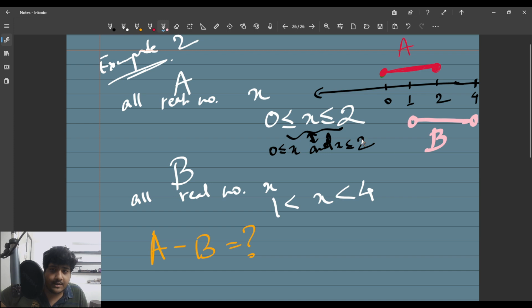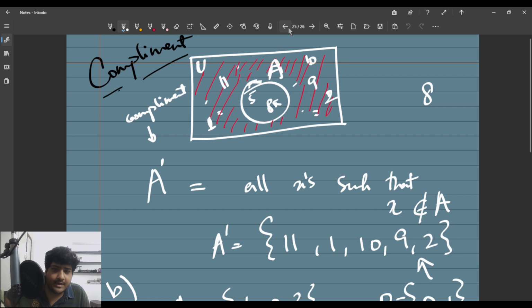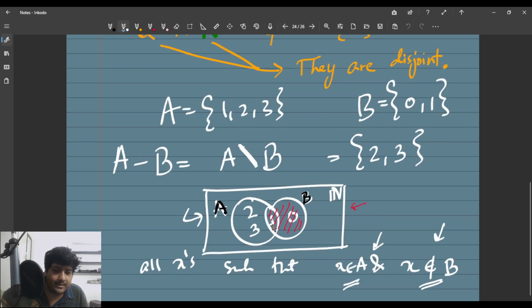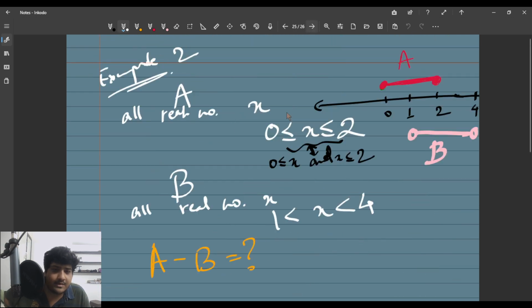So what is A difference B? All the elements that are in A but not in B. Remember what A difference B was? A difference B was this: all the elements in A but not in B. So whatever is in B, I'll subtract it from A. So all these things starting from 2 are in B, so I'll subtract them. Whatever I'm subtracting, I'll use this eraser, that will be better. So this is in B, so I'll erase this. This is in B, so I'll erase this. This is in B, so I'll erase this.